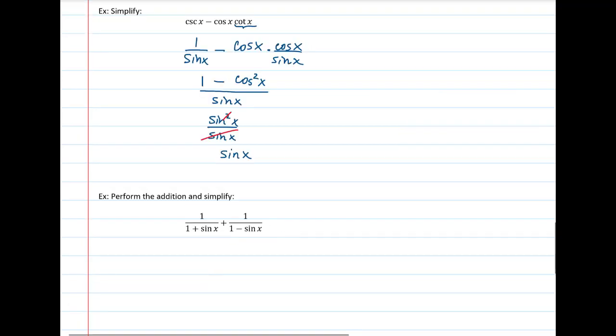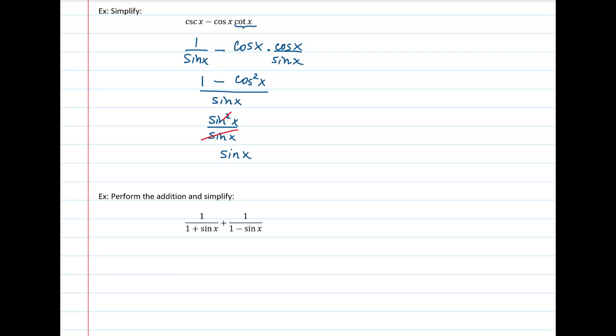Here we have an example where we're going to have to perform an addition of fractional expressions before we can simplify. So in order to add two fractions, we need to find the least common denominator and then figure out the numerator and simplify from there.